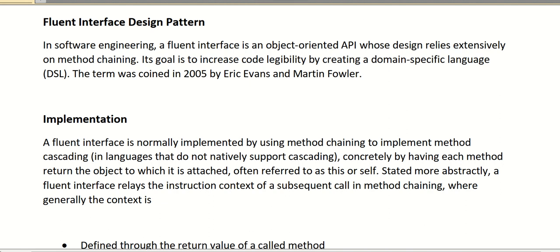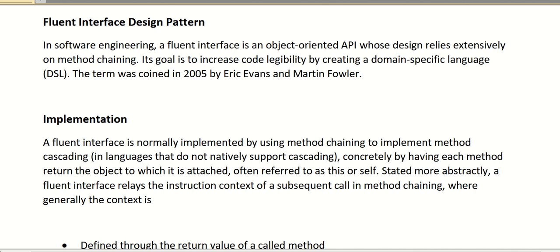A Fluent interface is normally implemented by using method chaining to implement method cascading, in languages that do not natively support cascading. So we have to achieve method cascading by implementing the method chaining pattern, concretely by having each method return the object to which it is attached. In object-oriented terminology, it is the self object, often referred to as this or self.